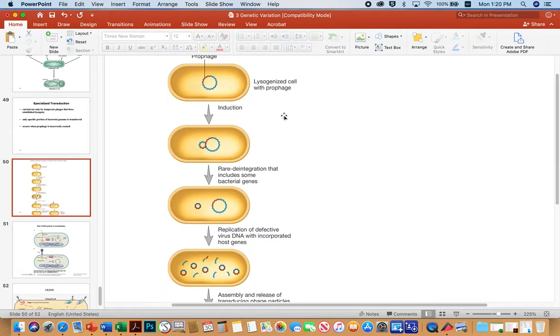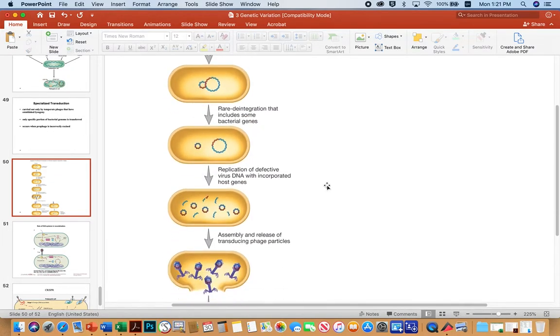So in bacteria, typically induction means exposure to UV, for example, and so this prophage DNA is silenced because some repressor proteins will sit on this DNA and keep it as a prophage. Excess UV could make the protein fall off and then instigate this deintegration process.